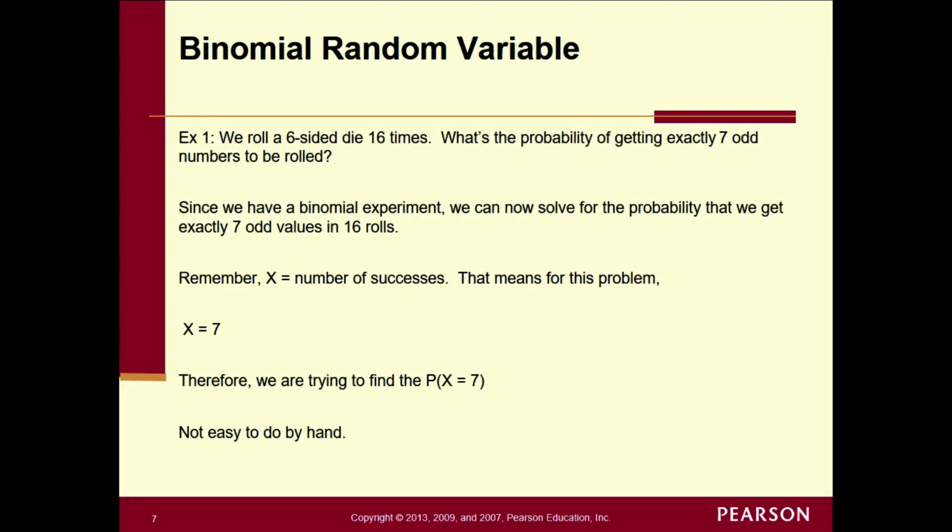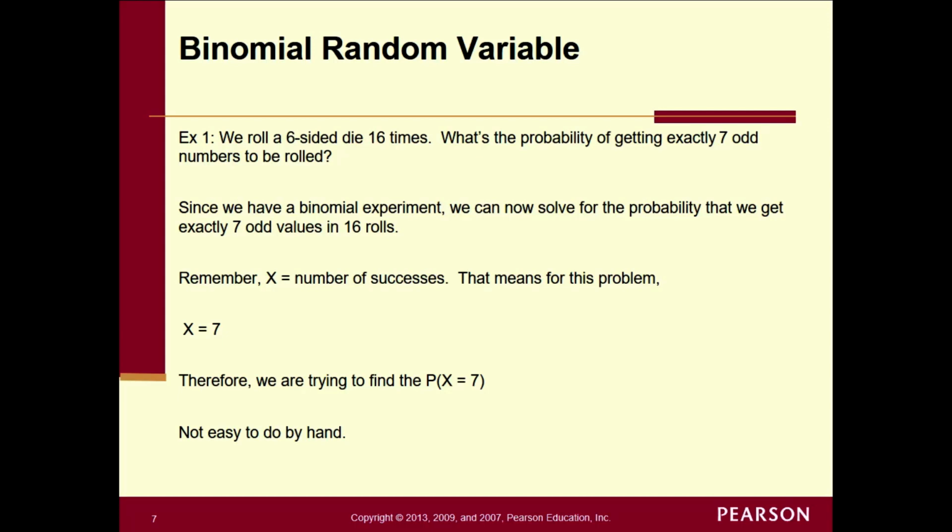So now, since we have all 3 of those conditions, we have a binomial experiment, which is going to produce a binomial random variable, and now we can solve for the probability that we get exactly 7 odd values in 16 rolls. Remember, x is equal to the number of successes. That means for this problem, x is set to exactly 7. We get exactly 7 successes in 16 rolls. Therefore, we are trying to find the probability that x is equal to 7.